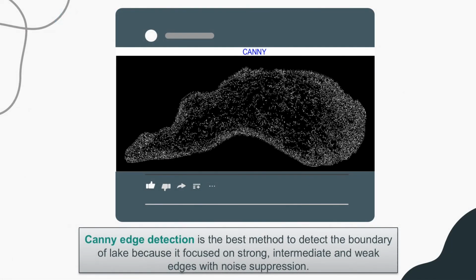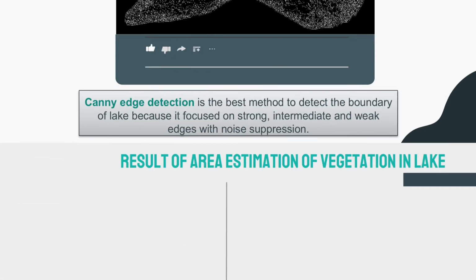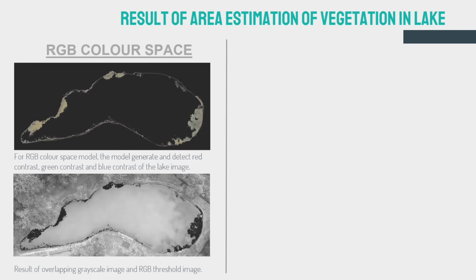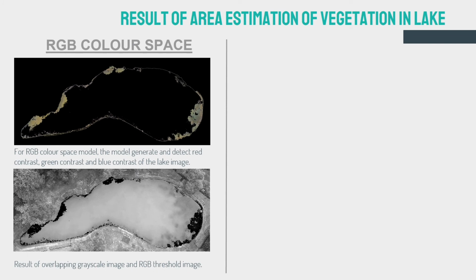As a result, Canny edge detection is the best method to detect the boundary of the lake because it focuses on strong, intermediate, and weak edges with no suppression. The result of area estimation of vegetation in the lake compares 2 types of color space model. Firstly, the RGB color space model.